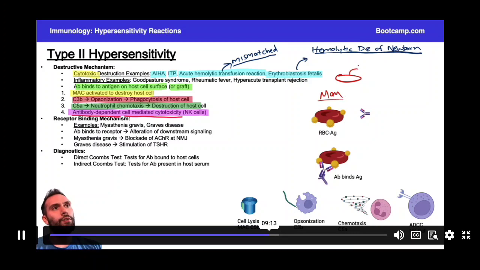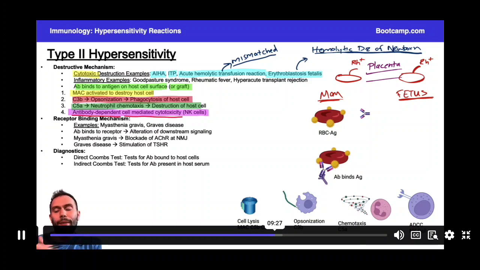We'll call this an Rh marker. So we'll say Rh positive, and then we have fetus over here. So we have mom and then we have fetus. Now, if mom's Rh positive, generally she won't have antibodies against this factor, because if she did, she would be destroying her own cells. So usually if mom's Rh positive and baby's Rh positive, everything's okay.